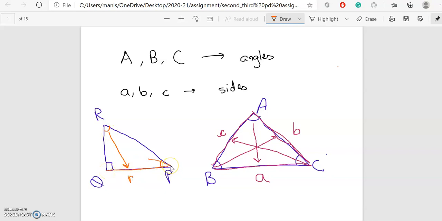Now this is my angle P. When I'm looking at the side which is opposite to it, this is the side which is opposite. This is called lowercase p. Now when I'm looking at angle Q, look at the side over here. This is called what? Lowercase q. So this is how you will be looking at the sides and angles from now onwards.